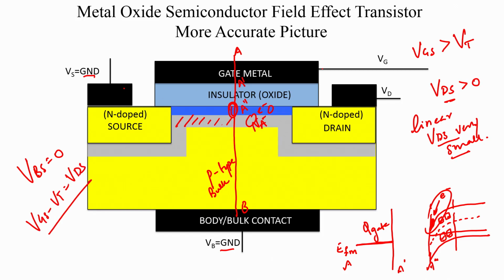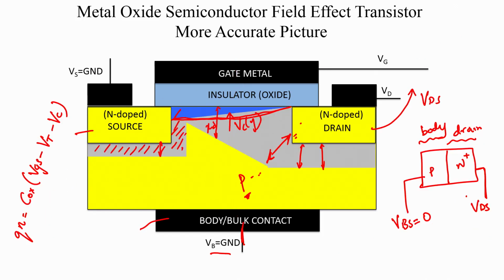Okay, so can we quantify these bits a little better? That's the point of the next few slides. So we said that Qn is equal to Cox into VGS minus VT minus Vc. But the problem in assuming that XD is constant everywhere is related to the threshold voltage. Why is it related to the threshold voltage? What is the threshold voltage?